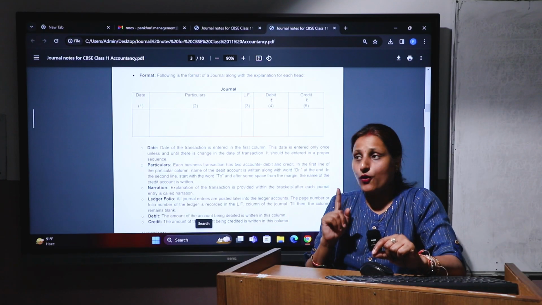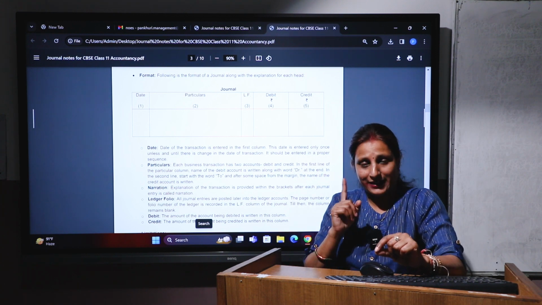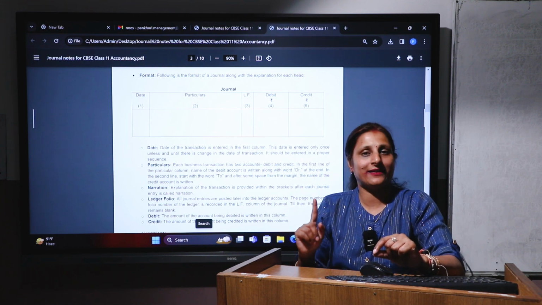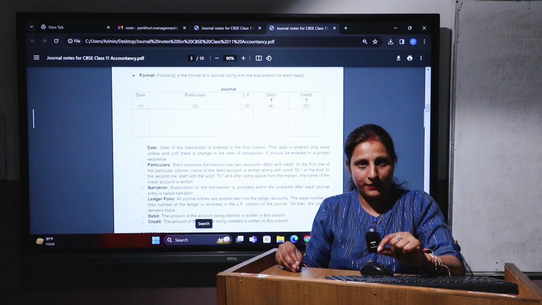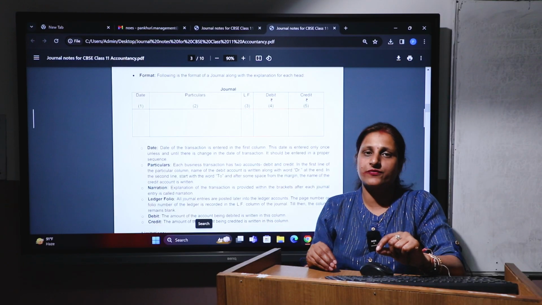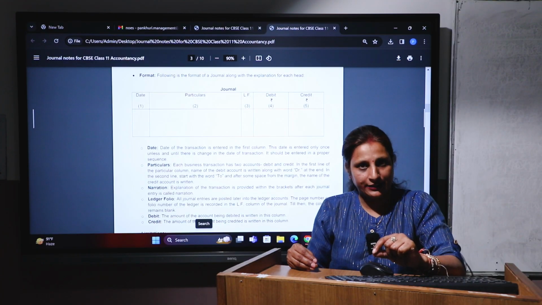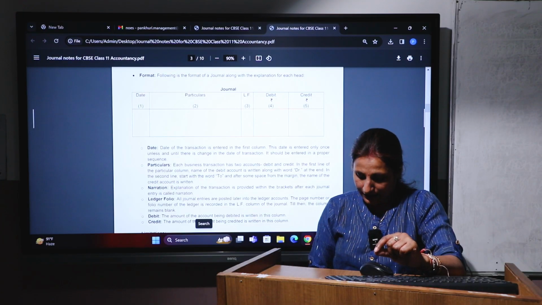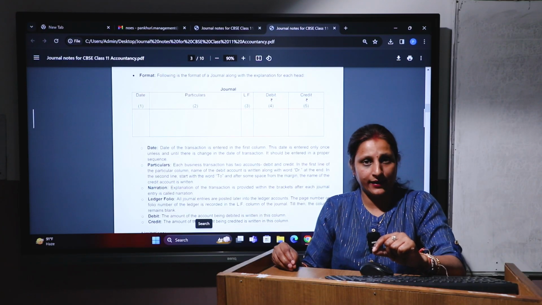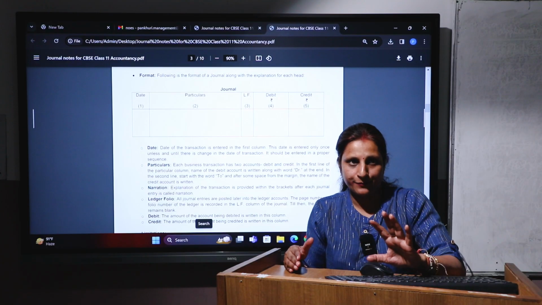At the end of all the journal entries, these two columns should be equal. The debit will always be equal to the credit in all the entries. All the accounts that you debit will have their amounts on the debit side, and the amounts of all the accounts that you have credited will come in the credit side. In the end, the debit should be equal to the credit.